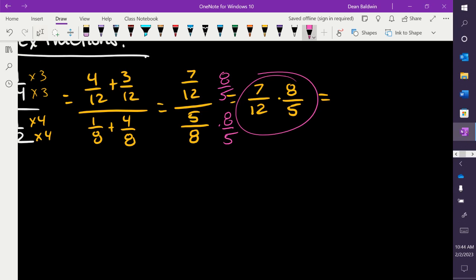All right? So the one way that I would do it is I'm going to go, I can't divide 8/5, I can't divide 7/12. But 8 and 12, do they have a common denominator? Or a common factor, I guess? 4, right? 8 can be divided by 4, which is 2. 12 can be divided by 4, which is 3. So now it's 7 over 3 times 2 over 5. What's 7 times 2? What's 3 times 5? And then you have the reduced form.